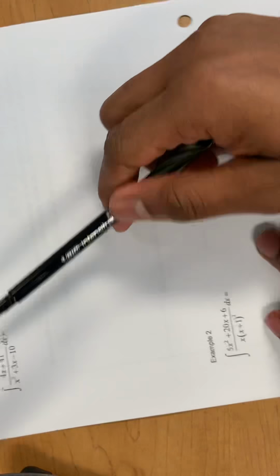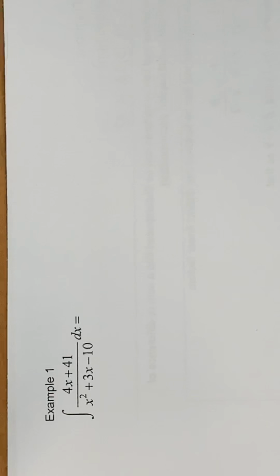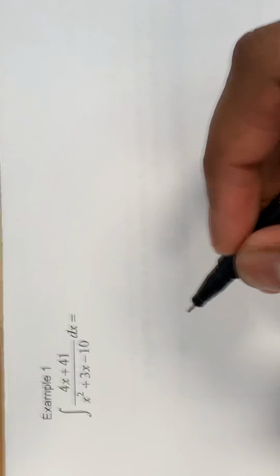Okay, and we're back. For the first example, we have 4x plus 41. I'm sorry. Let's zoom in a little bit. We have 4x plus 41 divided by x squared plus 3x minus 10.